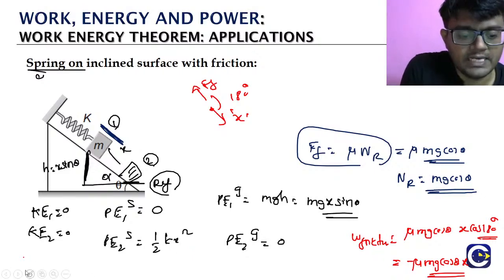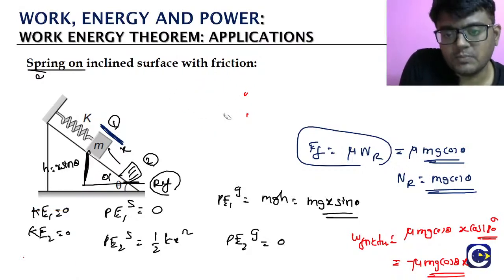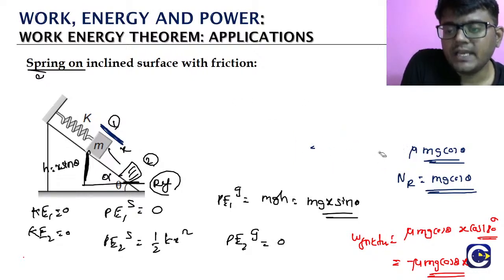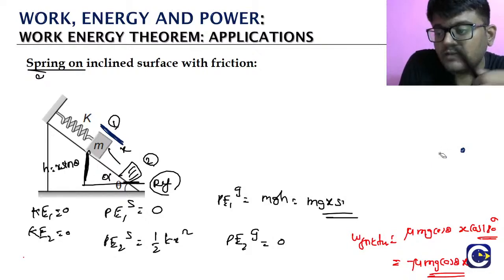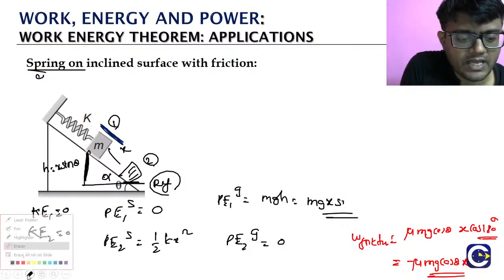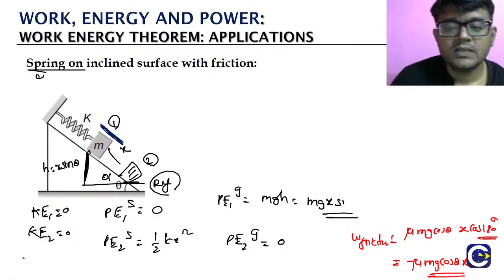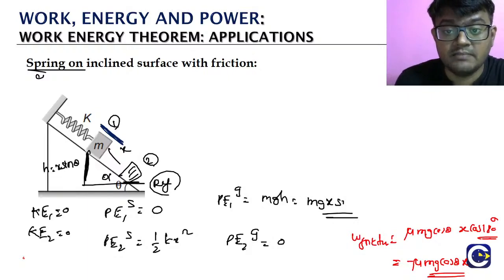So negative work. Why? Because the frictional force is acting in the opposite direction to the displacement of the block. The block is coming down the inclined plane, but the frictional force is acting up the plane. So the work done by friction will be negative. Okay? So now here we will not have conservation of mechanical energy, because here we have work done by a non-conservative force.